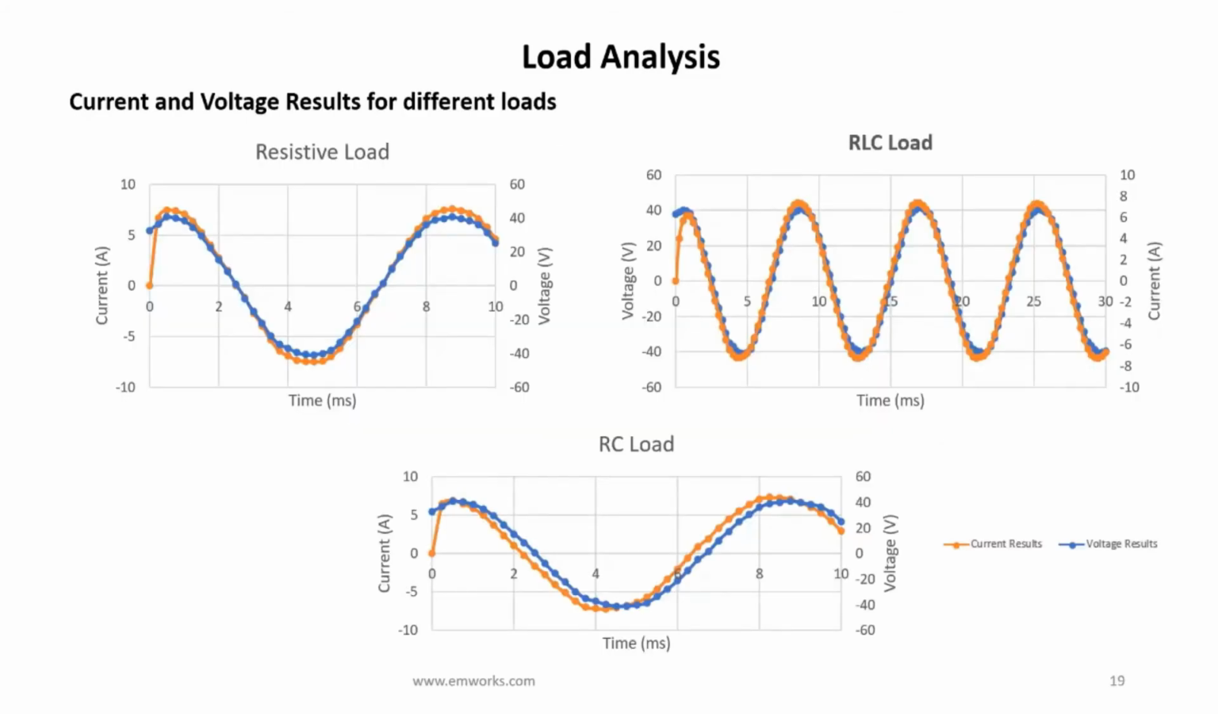The current and the induced voltage of the generator at different loads are collected in the figures of this slide. At the left, we can see the current and the voltage of the resistive load. Both of them have the same phase angle, while in the two other figures we can see a small angle between the current and the voltage waveform. This is because of the capacitive load and the inductive load.